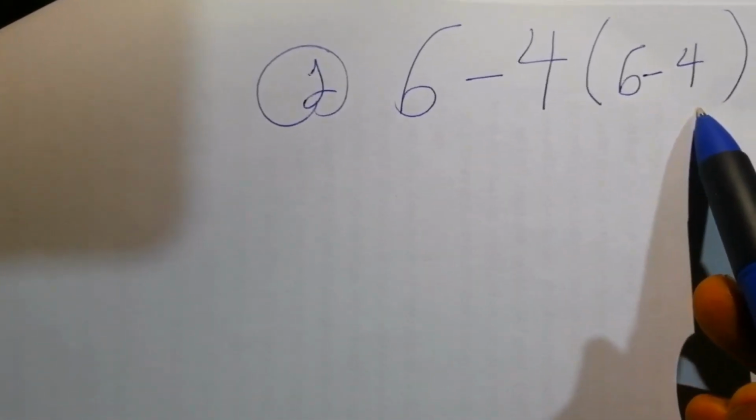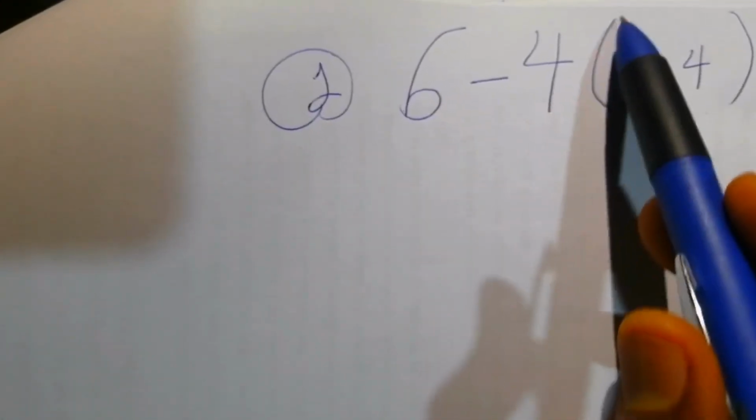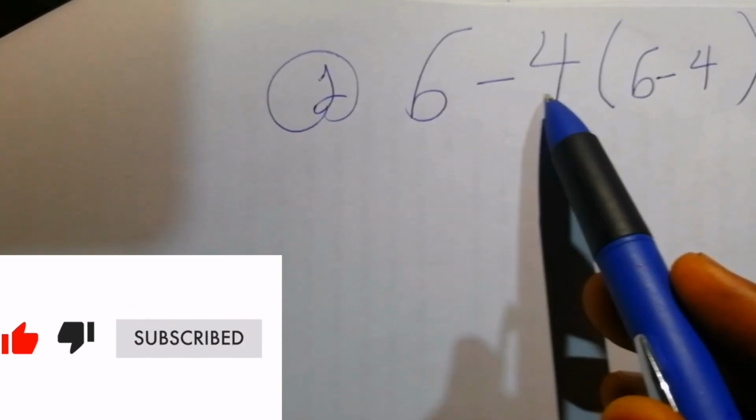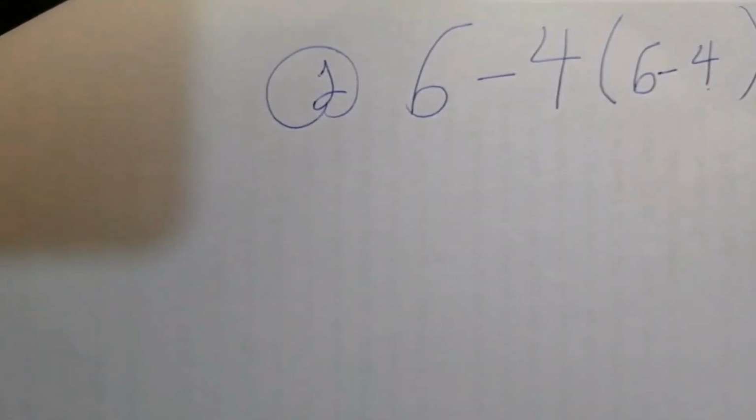Okay, simple mathematics. So here: 6 minus 4 in bracket 6 minus 4. How do we do it?